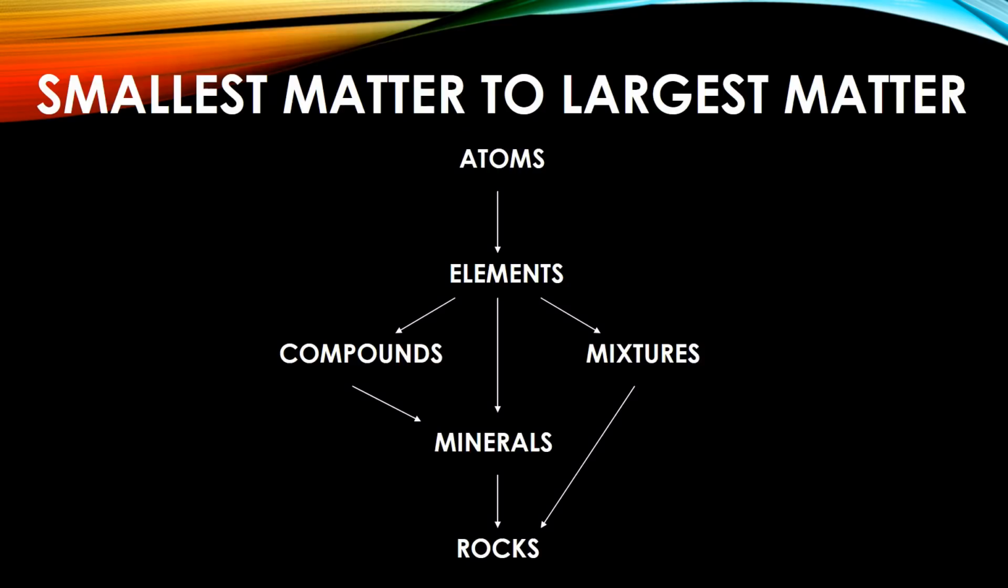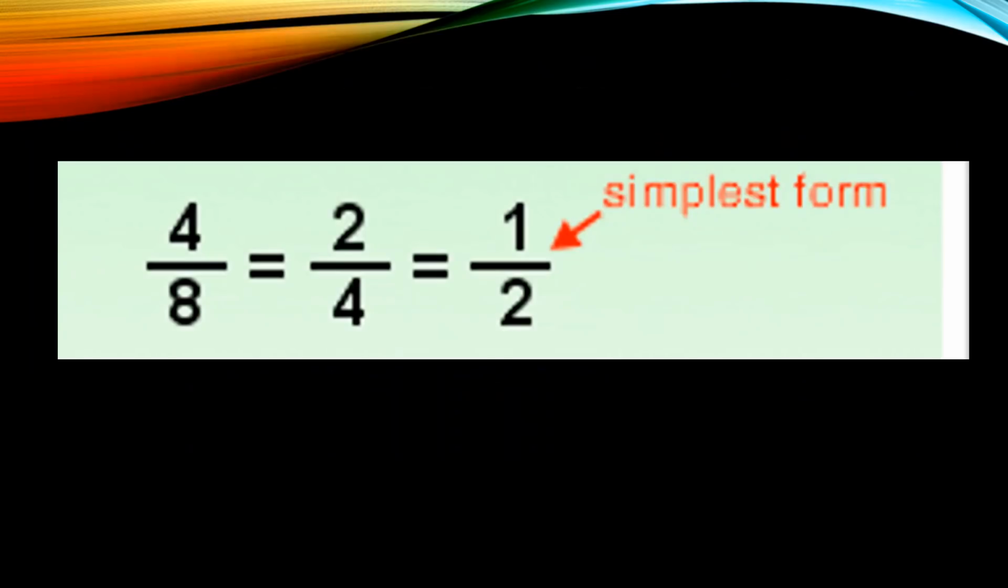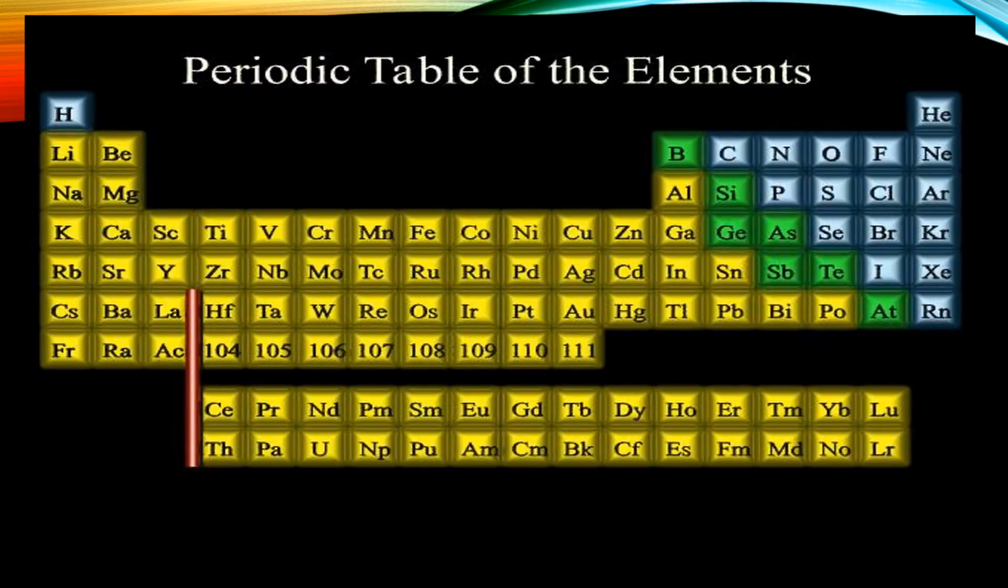Ready to move on? Atoms make up all matter and, as you see in this chart, atoms are the building blocks of elements, which, as you learned, are the simplest substances in the universe. By that, I mean that you cannot break an element into something simpler. It is in its simplest form. Think of math class. When you reduce fractions to their simplest form, that means you can't reduce them anymore. Well, elements are matter that has been reduced to its simpler form.